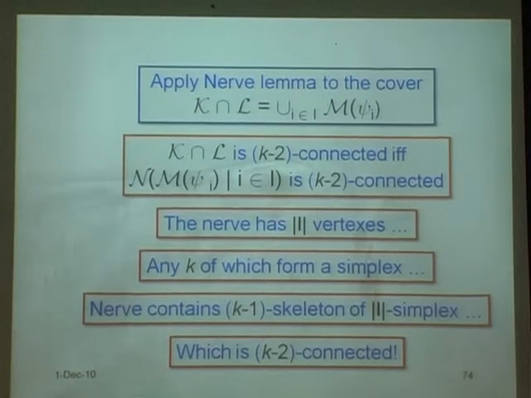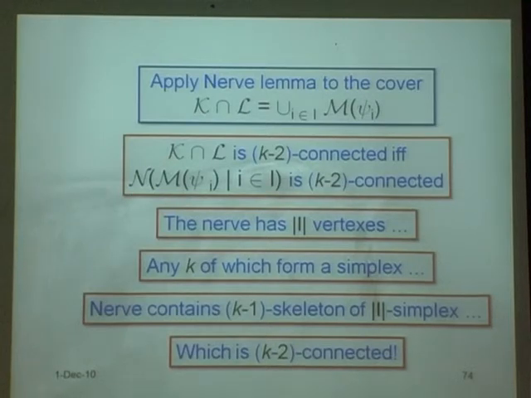Can you repeat the last box? So we've established, we want to show that this intersection is k-2 connected. That's kind of our sub-goal. And that is true if and only if the nerve is k-2 connected. So we want to show that the nerve is k-2 connected.